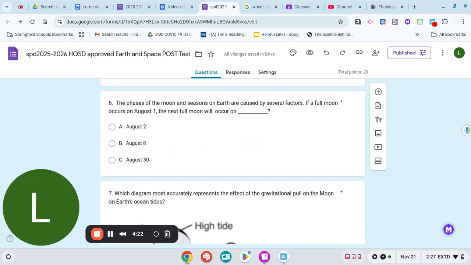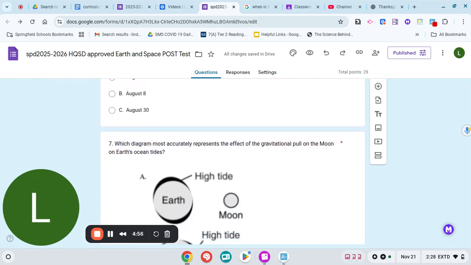6, the phases of the Moon and seasons on Earth are caused by several factors. If a full moon occurs on August 1st, the next full moon will occur on blank. A, August 2nd, B, August 8th, C, August 30th. So to go from one full moon to the next full moon, if it occurs on August 1st, when will I get another full moon? A, August 2nd, B, August 8th, C, August 30th.